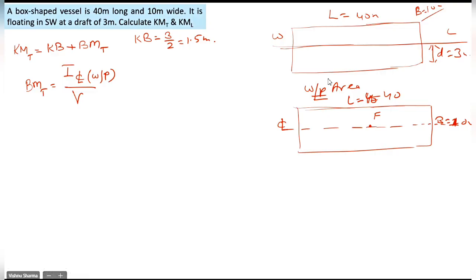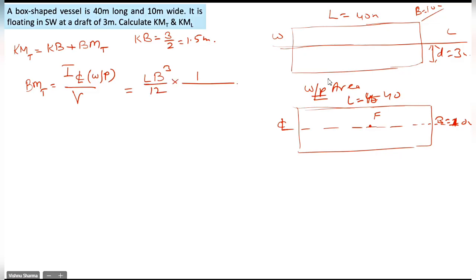So guys, tell me what will be the numerator of this BMT expression? Don't give the values. Tell me what to multiply with what and what do we get? ICL of the water plane. Look at the diagram. The diagram is talking to you. LB cubed. Okay, LB cubed by 12.